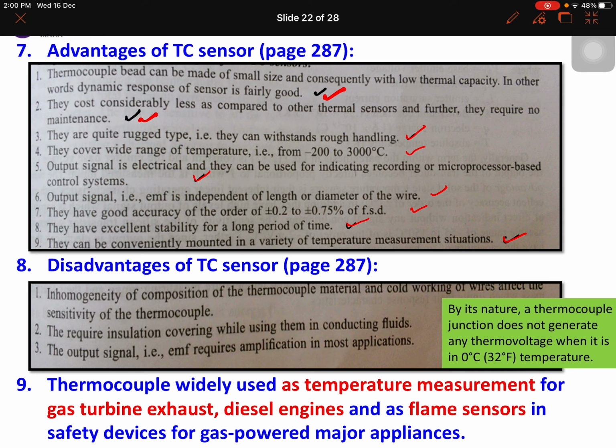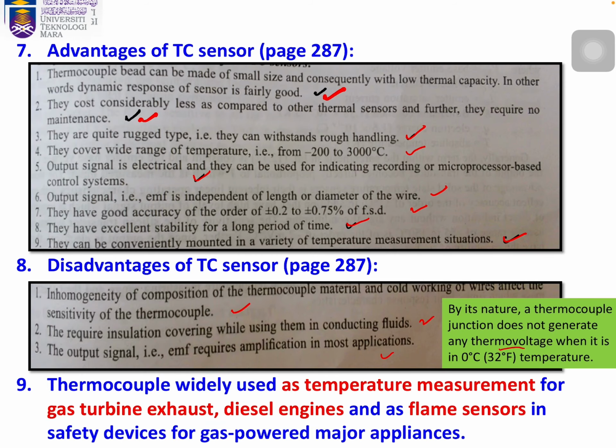But it has some disadvantages. Homogeneity of composition of the thermocouple material and cold working of wires affect the sensitivity of the thermocouple. They require insulation. The output signal requires amplification in most applications. And by its nature, a thermocouple junction does not generate any thermal voltage at zero temperature difference. Thermocouples are widely used for temperature measurement in gas turbines, exhausts, diesel engines, and as flame sensors in safety devices for gas powered appliances.